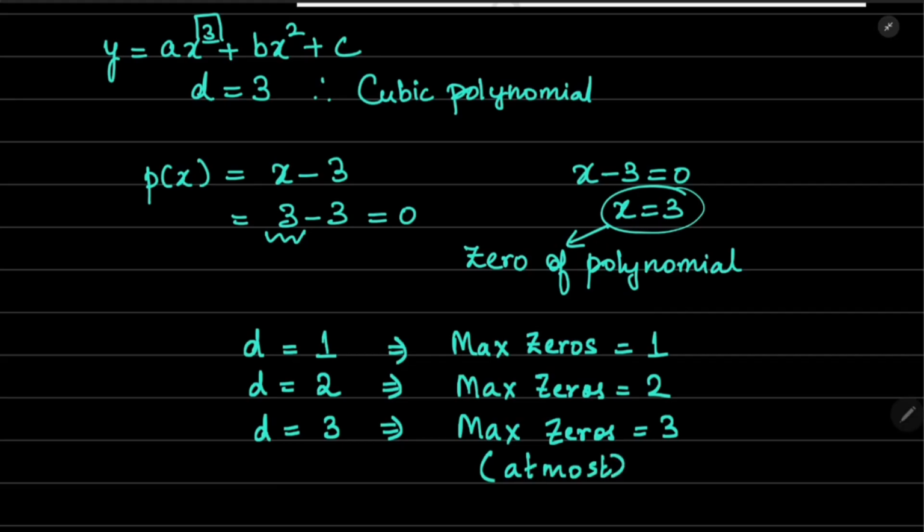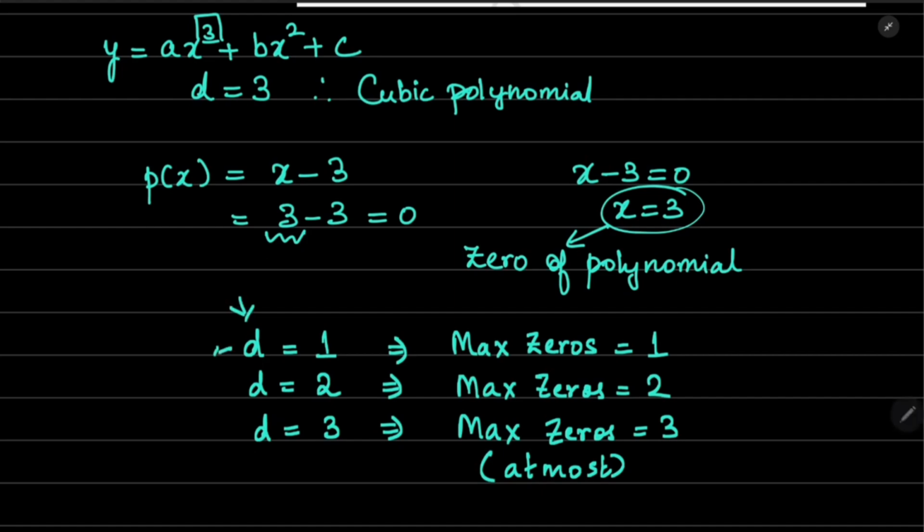It cannot be greater than 3. Okay, so how do you say, when you have a polynomial, how many maximum zeros it can contain? You can say that with respect to the degree of the polynomial. And how will you know the degree? When you correctly calculate the highest power of the variable.